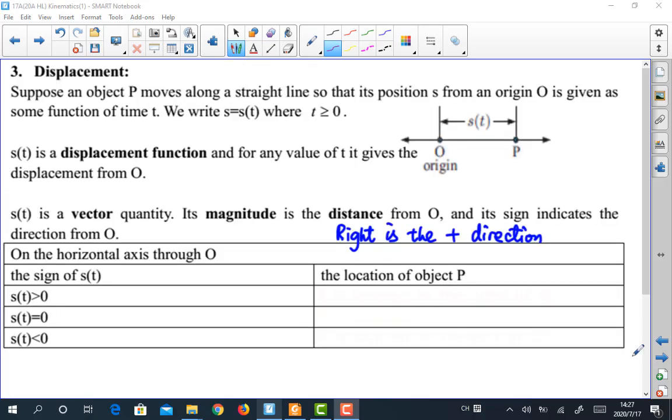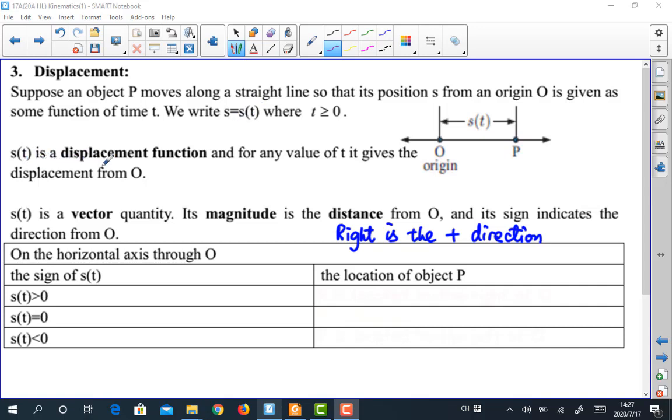Let's look at the displacement versus the time. Displacement. Suppose an object P moves along a straight line so that its position s from an origin O is given as a function of time t. We write s equals s of t, where t must be greater than or equal to 0. We usually don't talk about negative time, so we always count the time forward. t should have this as the domain in the function between the displacement and the time.